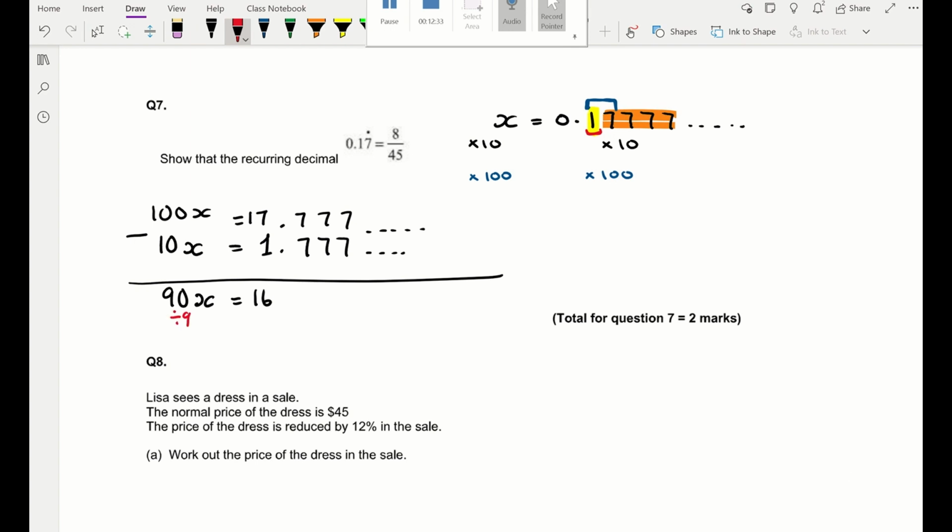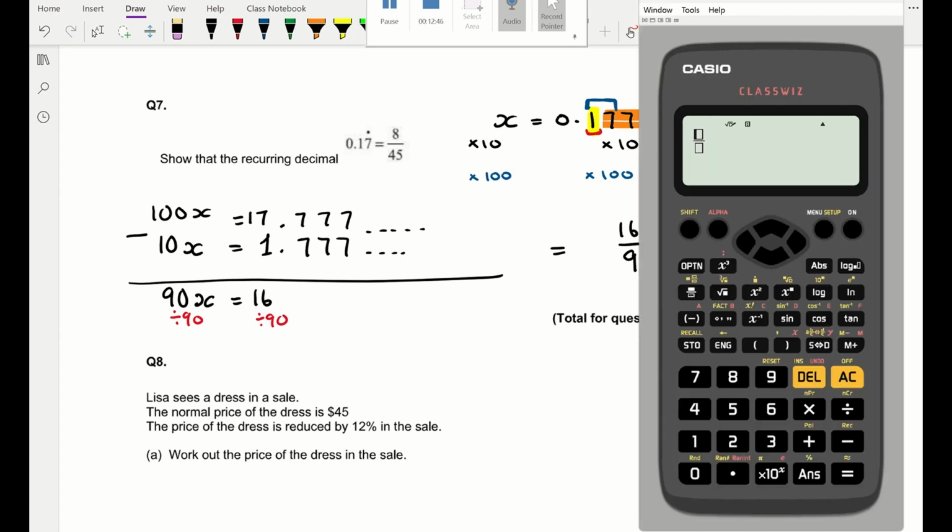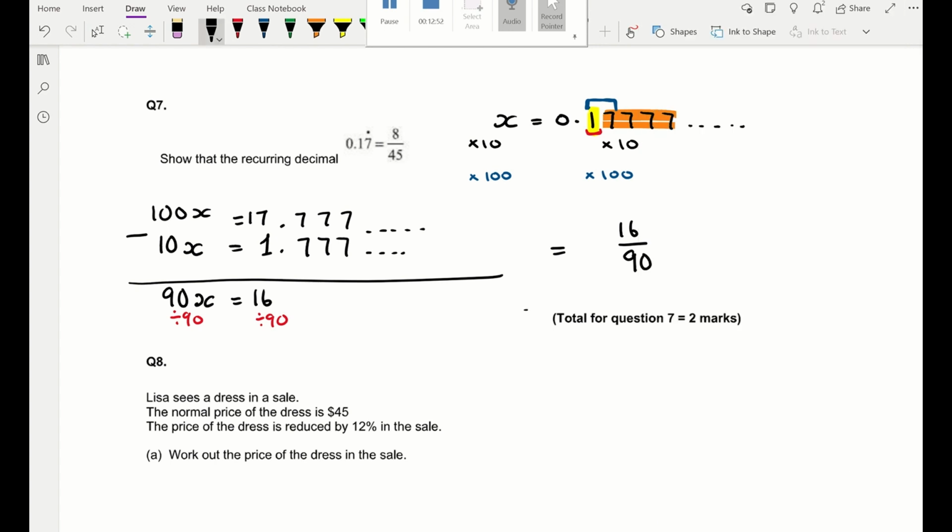So x is 16 divided by 90, 16/90, and it still doesn't do that. If you're not sure that you're correct, put it into the calculator. So 16/90 will give you 8/45. So just check that you're doing the same thing, and then your final answer has to be 8/45.